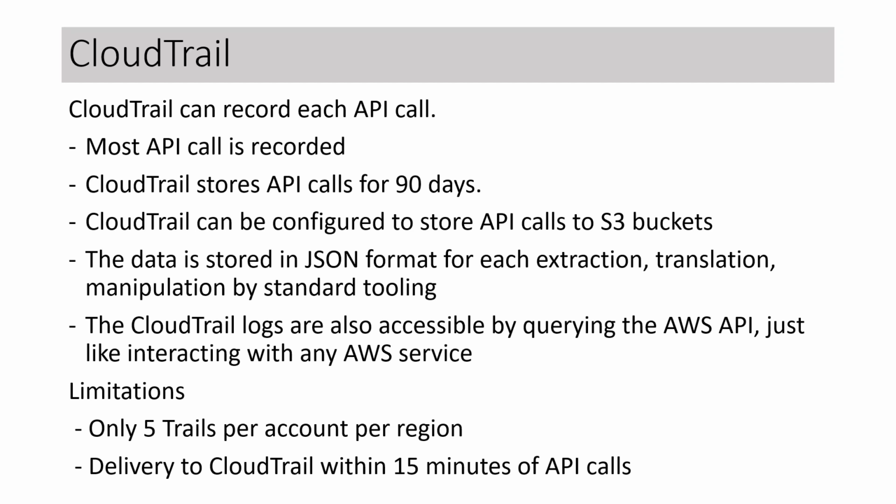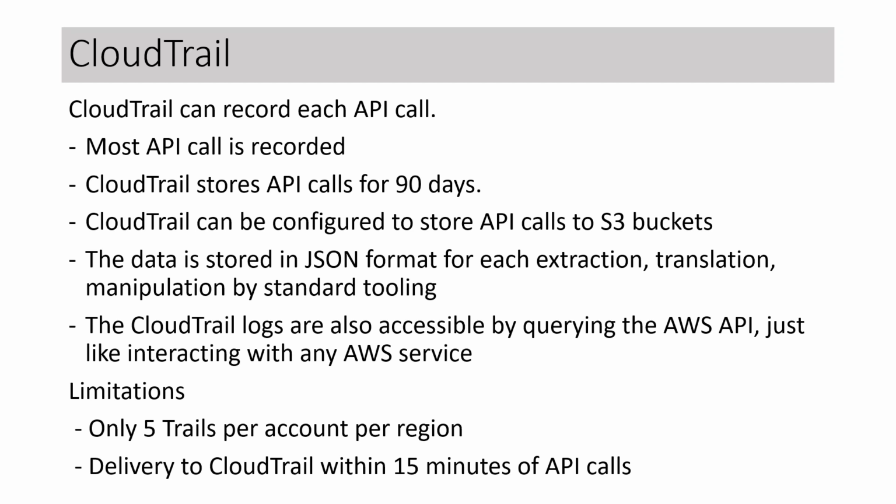Some limitations: only 5 trails per account per region. So that means you're not creating a ton of different trails. You're going to do maybe one for your security team, maybe one for your ops team, maybe a CloudTrail that's focused on a very specific S3 bucket that's maybe a little scary, I don't know. But you're not going to have a ton of them.